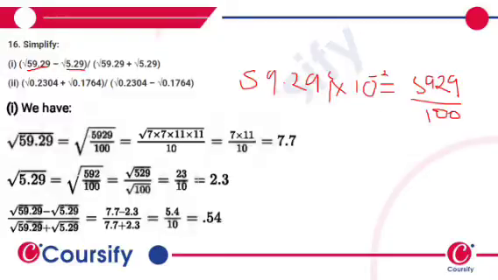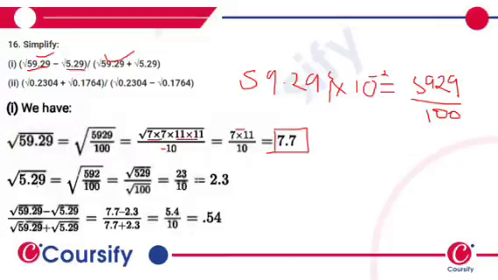So this is the simplification of this term. From this we know that under root 100 is 10, and to find the under root 5929 we'll factorize it. After factorization we get 7 into 7 into 11 into 11. So we have a pair of 11 and a pair of 7. So this becomes 7 into 11 by 10, which is 77 divided by 10, that is 7.7. So we'll put this 7.7 in this and in this.